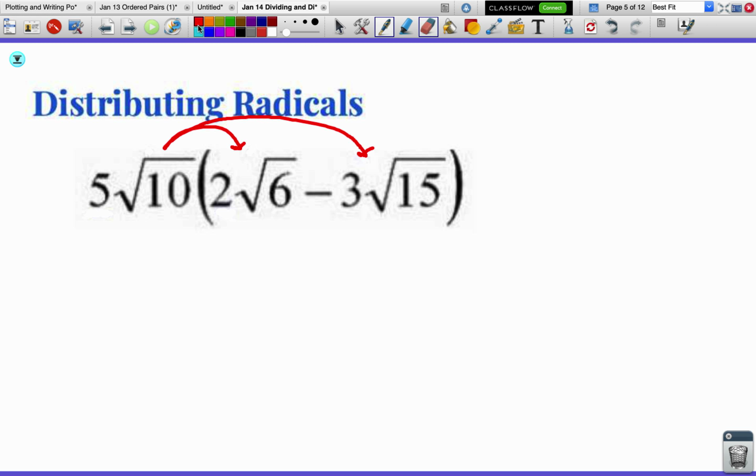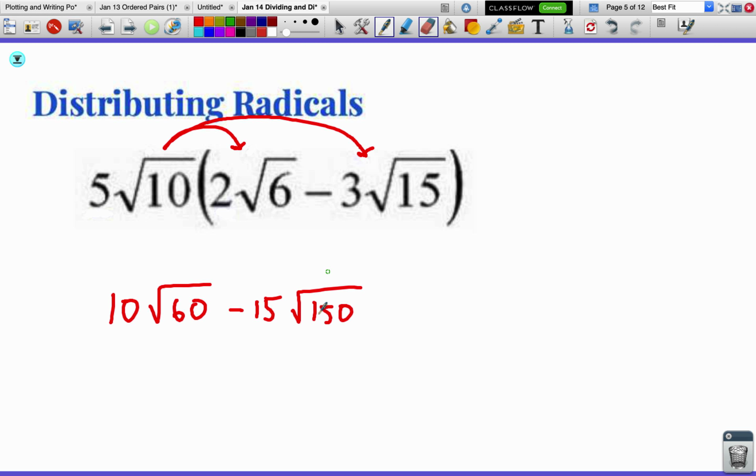this term in front. And when I multiply 5 root 10 to 2 root 6, I multiply the 5 and the 2, and those become a 10. I multiply the root 10 and the root 6, and that becomes a root 60. So you multiply the coefficients, and you multiply what's underneath. All right, now 5 root 10 times negative 3 root 15 becomes a negative 15 root 150.